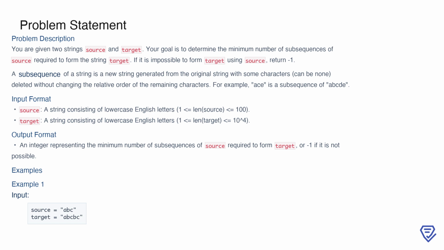The input consists of two strings, source, which has a length between 1 and 100, and target, which can be as long as 10,000 characters. The output is a single integer, representing the minimum number of subsequences required, or -1 if forming target is impossible. Let's understand this with some examples.